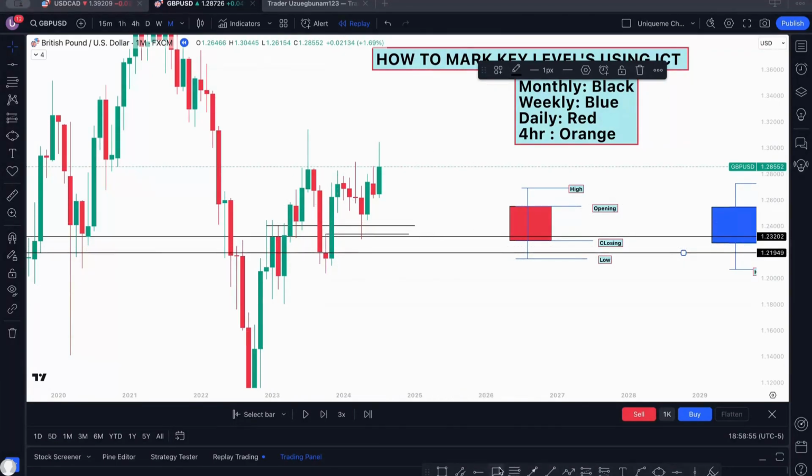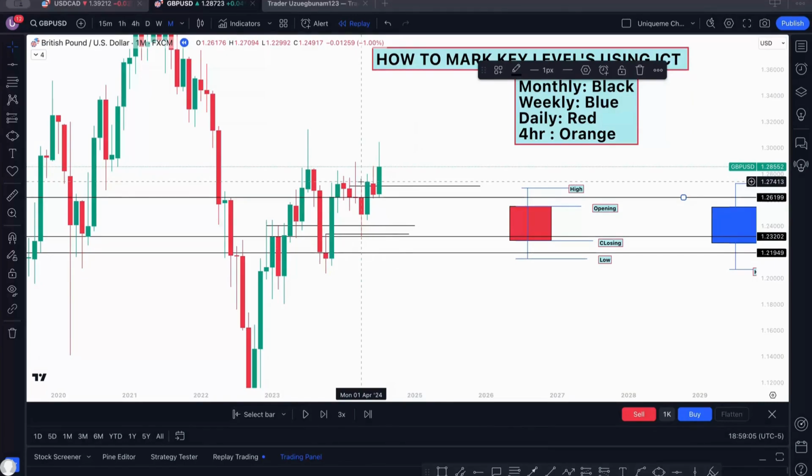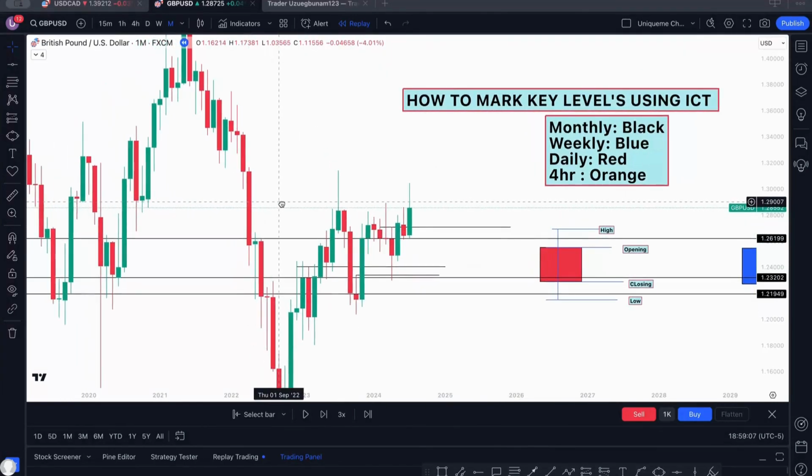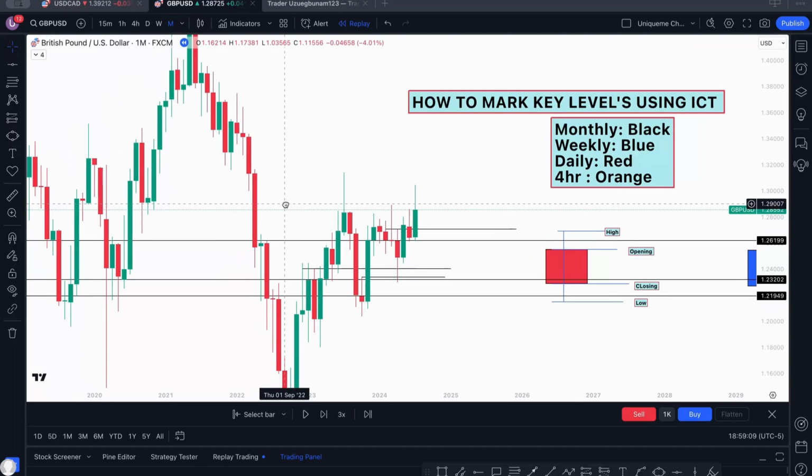I'll come down up here again, and I can see a swing point here. I'll put in the black line here, and I also put a black line here. So anytime markets react in that area, very funny, I'm not going to be scared. I'm not going to be scared at all.